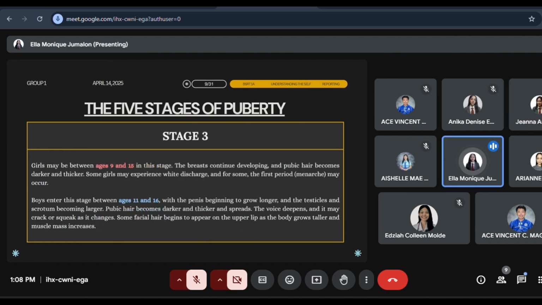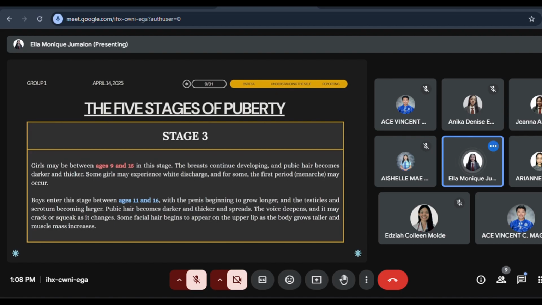Girls may be between ages 9 and 15 in this stage. The breasts keep developing, and pubic hair starts to grow and become darker and coarser. Some girls may notice white discharge from the vagina, which is a normal part of development. For some, this is when the first period, also called menarche, may occur.